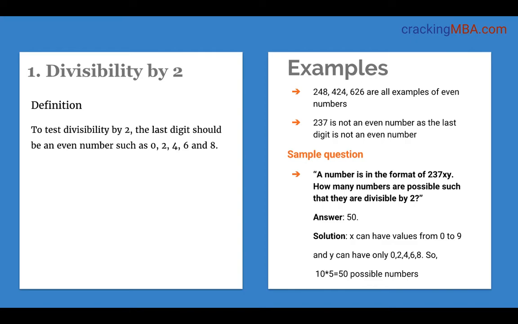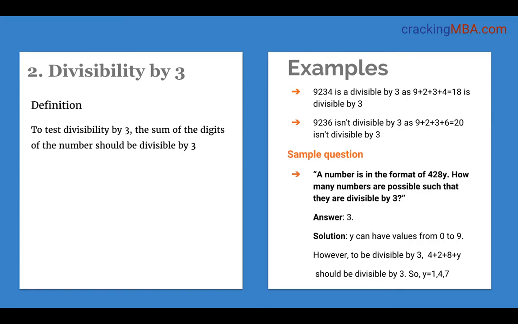Let's move on. Divisibility by 3. To test divisibility by 3, you just need to sum all the digits of the number and see if that sum is divisible by 3. Let's look at an example. 9234 is divisible by 3 because 9 plus 2 plus 3 plus 4 is 18, and that is divisible by 3. Similarly, 9236 isn't divisible because the sum is 20, which isn't divisible by 3.